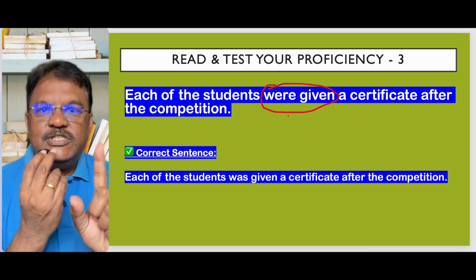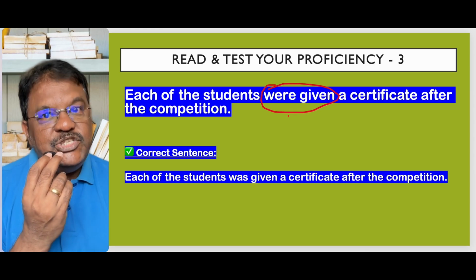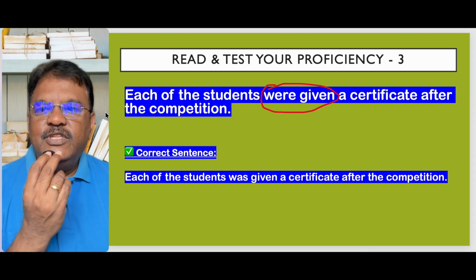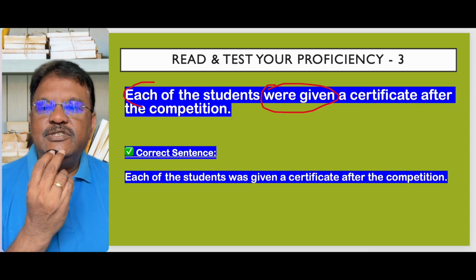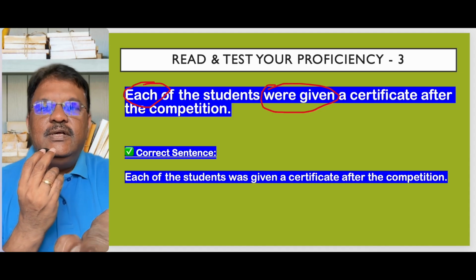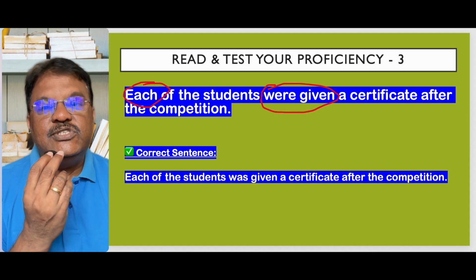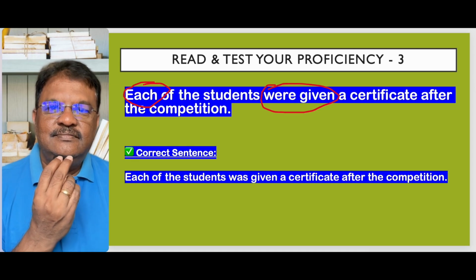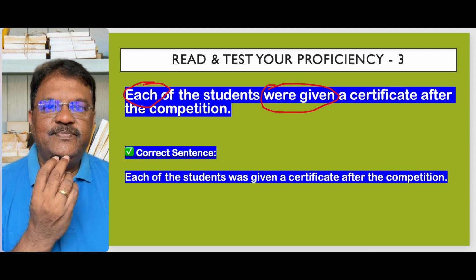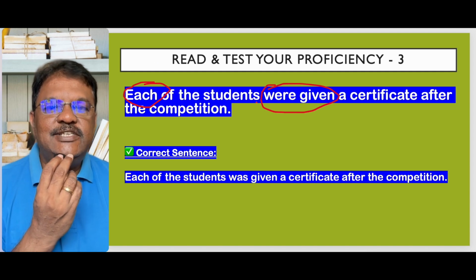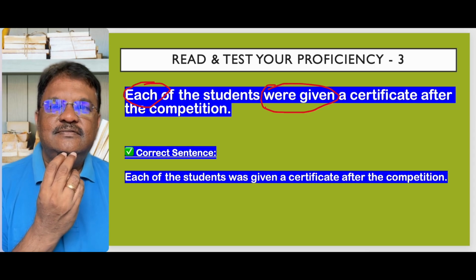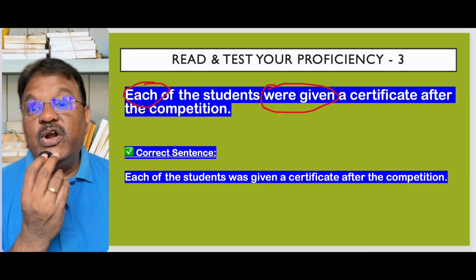My dear learners, the subject of the sentence is each of the students. When we say each, the word each represents singular subject, not plural subjects, even though we have students as plural. So the subject is singular, each. So the use of the auxiliary verb were is wrong. So what should be the right auxiliary verb according to this subject?